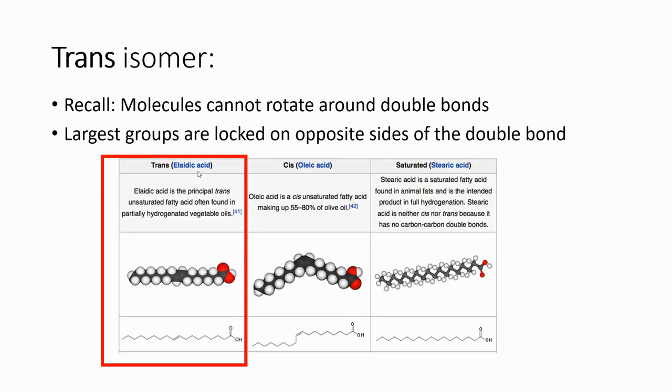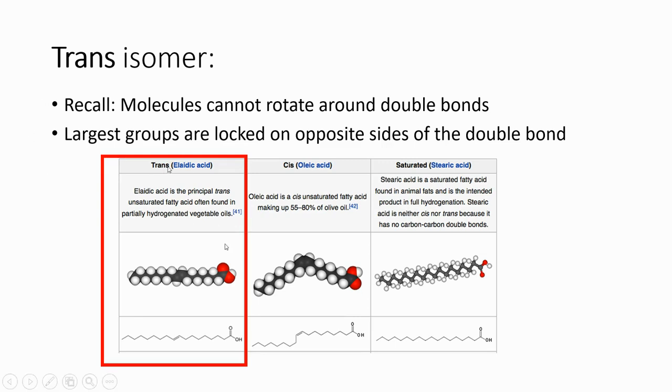So this is the same molecule, but it's either locked on the, so this would be the trans position because the groups are on opposite sides. Cis, they're on the same side. Trans, they're on the opposite side. So one's poking up, one's poking down, one chain, okay? And then this one is a saturated hydrocarbon with the same number of carbons.